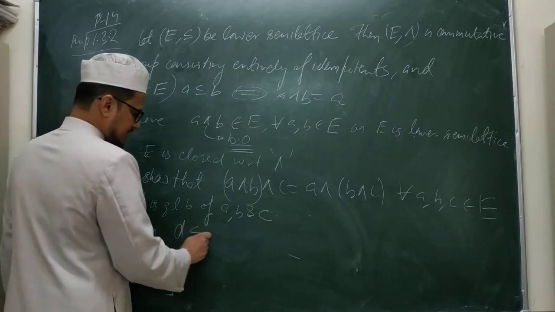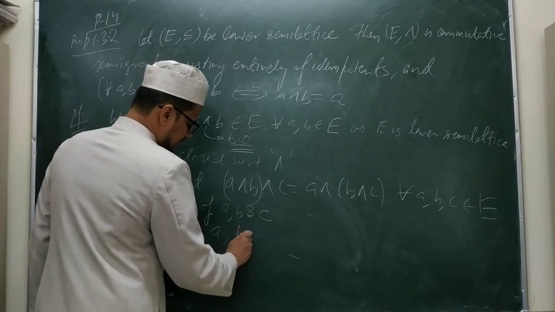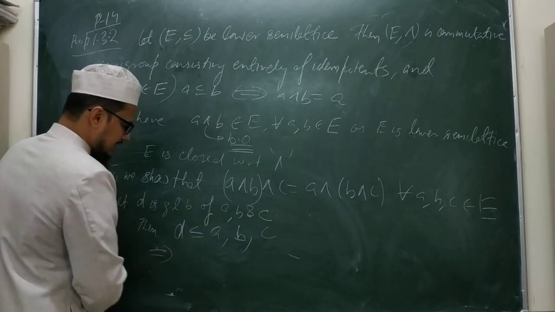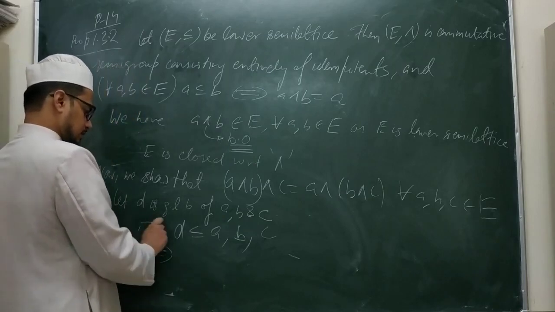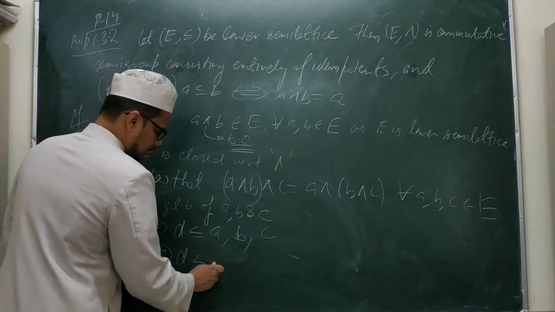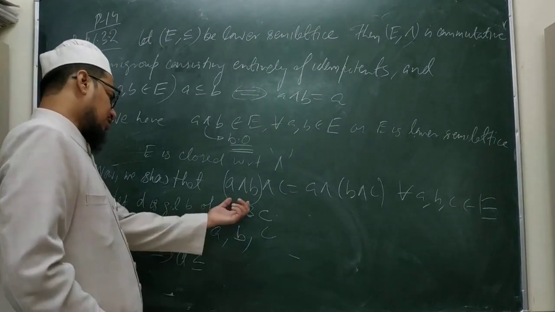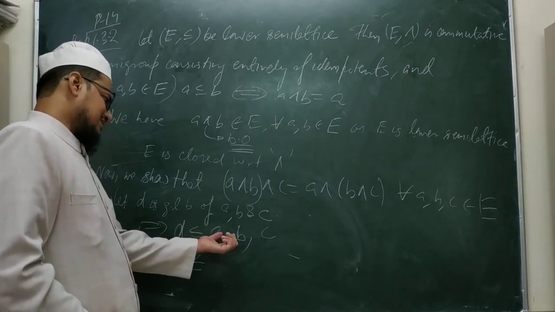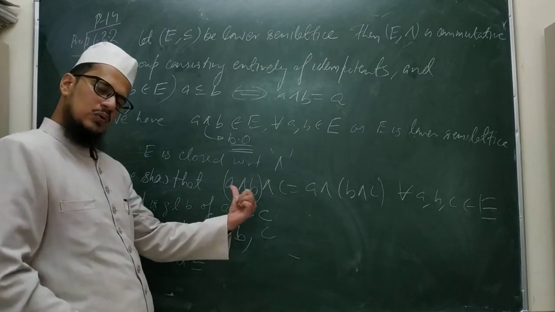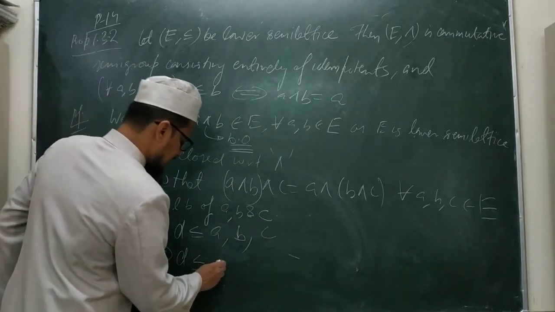We have D less than or equal to A, D less than or equal to A as well as B as well as C. Also, it implies that D is the greatest lower bound of A and B. That is, it means D is a lower bound of A, B, C. It means that D is less than or equal to A, D is less than or equal to B, D is less than or equal to C. Correct?